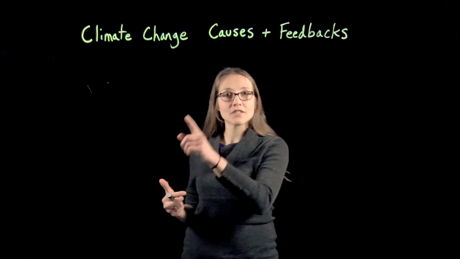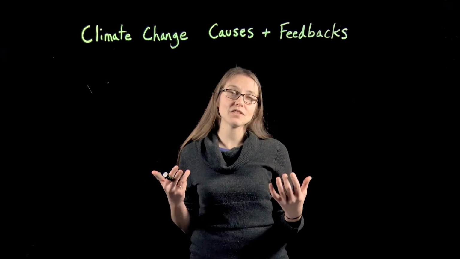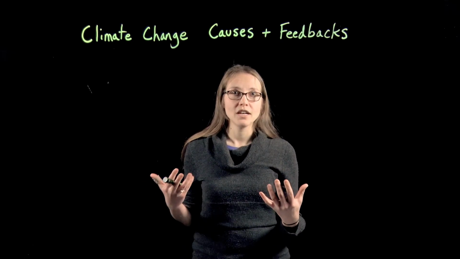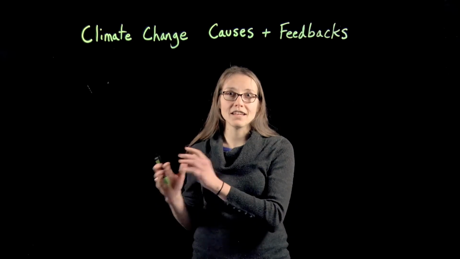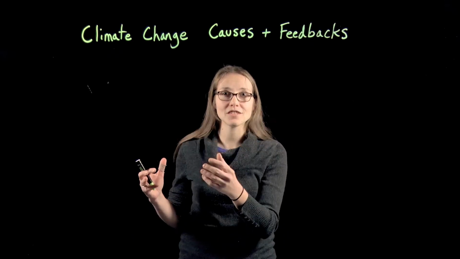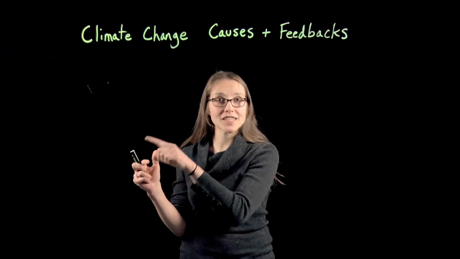But they can interact with each other and cause different loops. Scientists generally categorize them into 2 types of feedbacks: stabilizing feedbacks. That's where one thing changes and it causes another thing to change, but that change balances out the first change. And so it's a nice stable system.